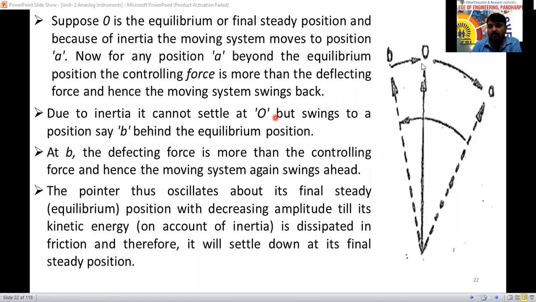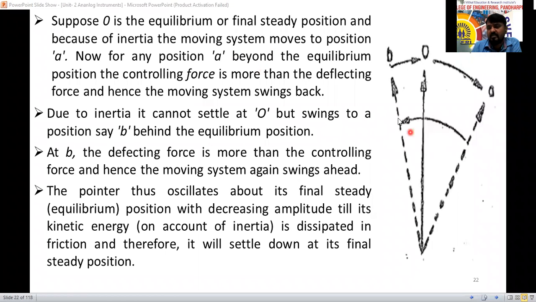Suppose O is here now, we need the pointer at this point. Actually this is the required point here now. 0 is the equilibrium or final steady position. Final value is O here. The pointer should have to stop here. So final steady position, and because of inertia the moving system moves to position A here now.